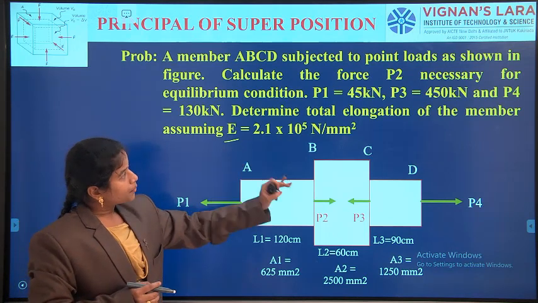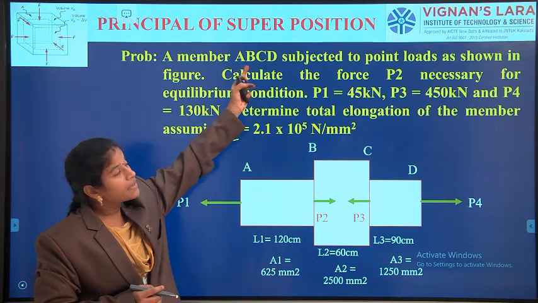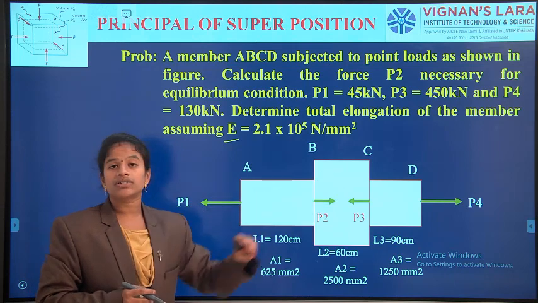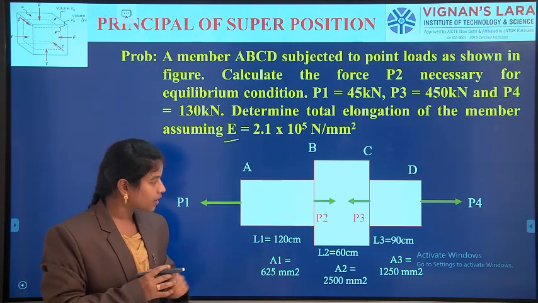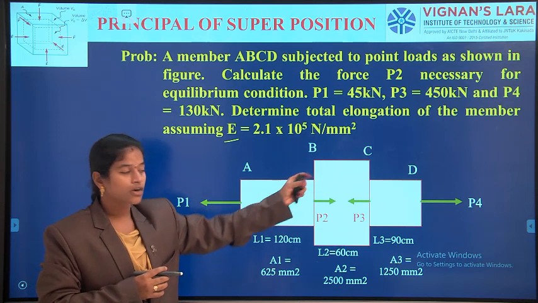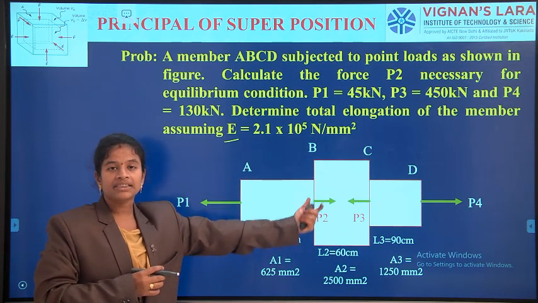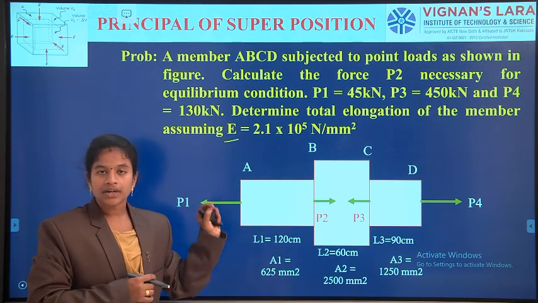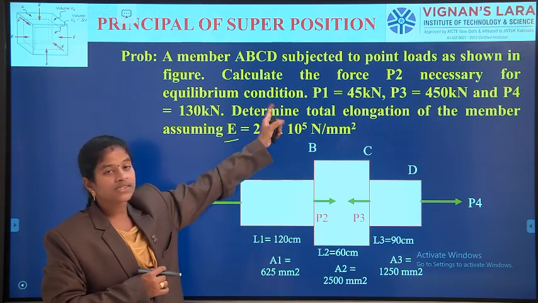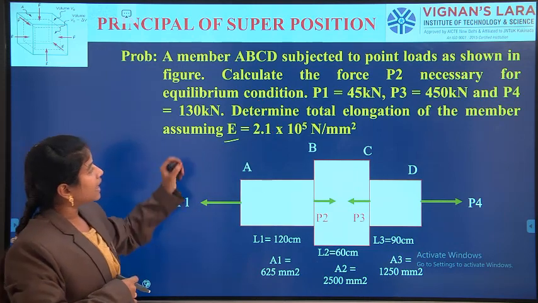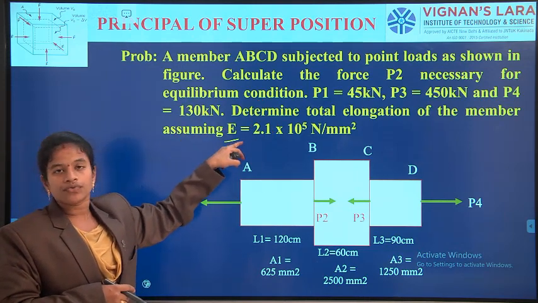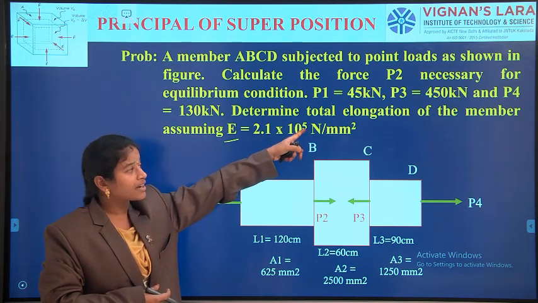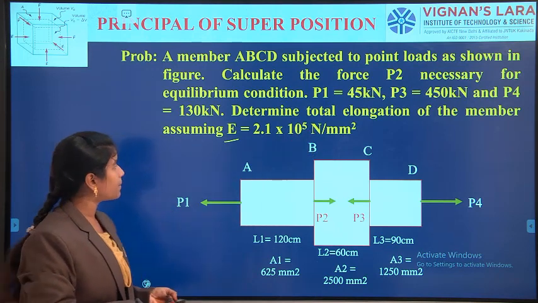So, in the problem, they are showing an ABCD figure, and it is having different loads at different sections. Okay, and the corresponding values they have also given: P1, P3 and P4. But P2 they have not given. For calculating P2, we need to use the equilibrium condition. Okay. And then after calculating P2 from the equilibrium, we need to find the total elongation of the member.